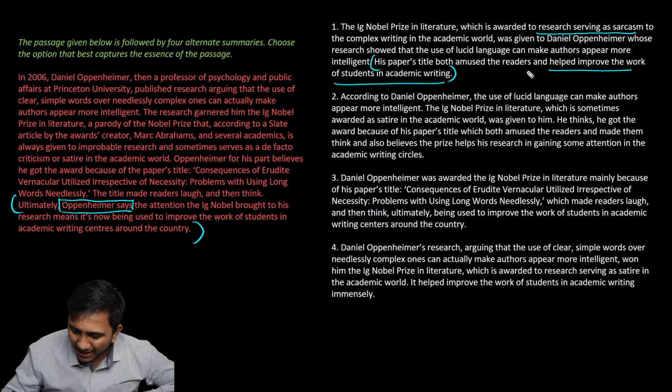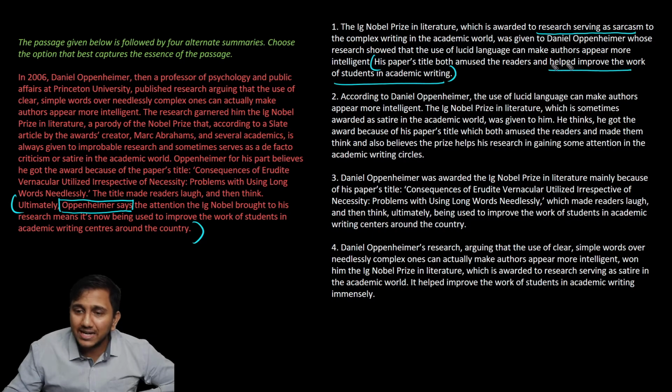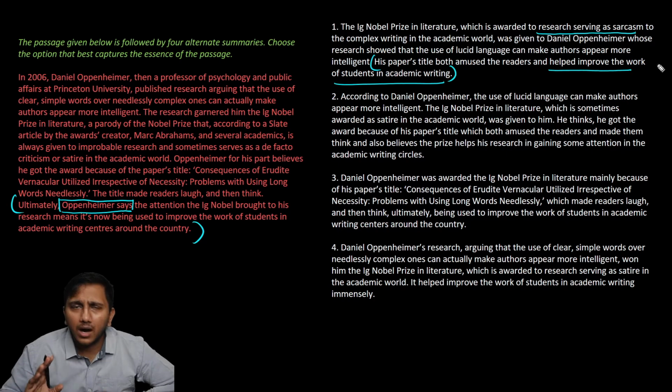How many of you are able to identify that difference? Those who are in the live session, respond with C if you're able to identify the difference that I'm trying to show here. Here, Oppenheimer says is given, but in the option, if you see, it is not given as Oppenheimer says. It is given that it helped improve the work of students in academic writing, which is different from Oppenheimer saying that it improved. So if you're there in the live session, please give me a response with C if you're able to identify the difference. Type R if you want me to show once again what is the difference here.